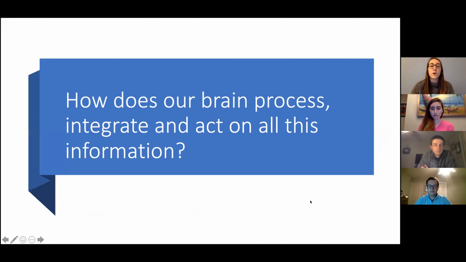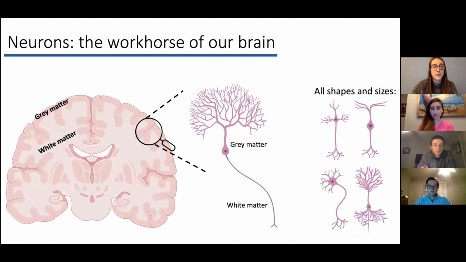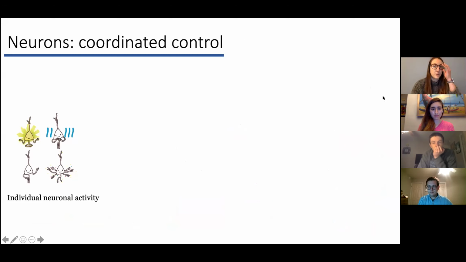So how does our brain process, integrate, and act on all of this information? So first we have neurons, and neurons are really the workhorse of our brain. So if I zoom in here, this dark pink area is called gray matter, and that's where these cell bodies, these cell parts of the neurons are located. And they have this long axon that travels in this white matter that helps carry that information from the cell body to other regions of the brain. And these guys are really important in processing and receiving information. And they can come in all shapes and sizes. And usually the location and the function of neurons are what determine the shapes and sizes.